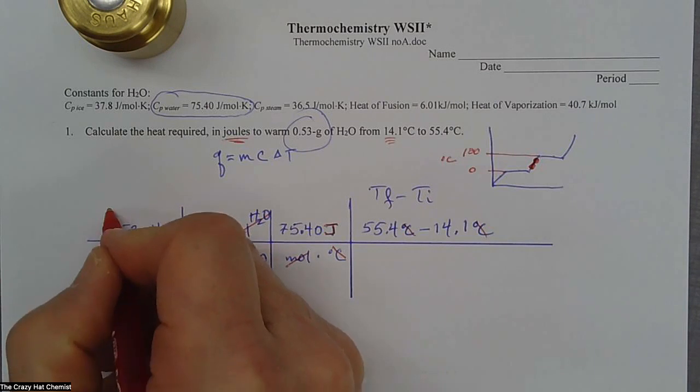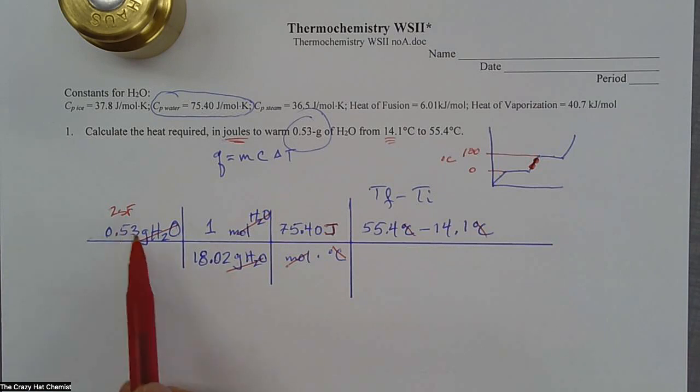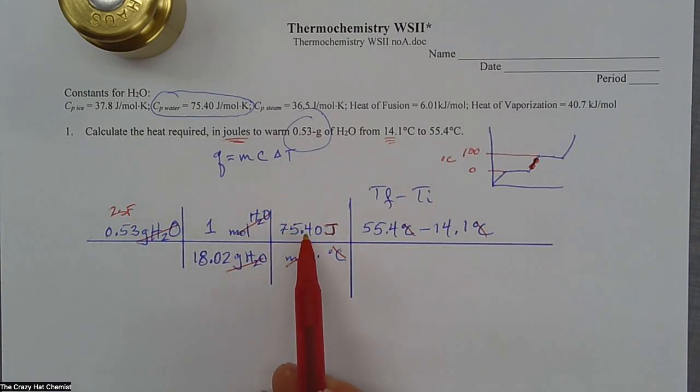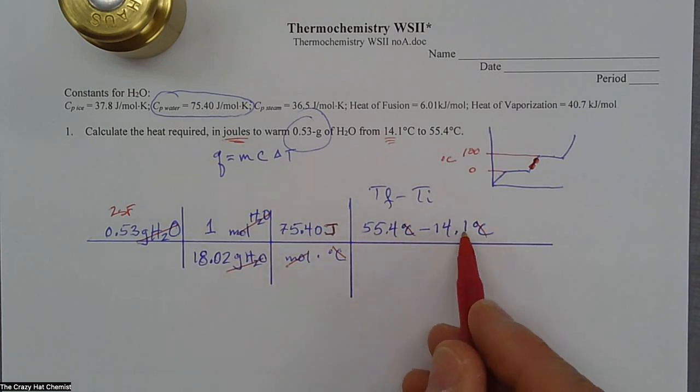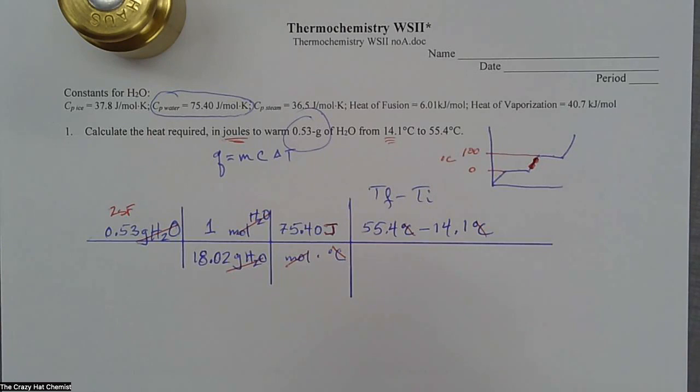I'm going to have two significant figures on this problem because I'm going to look at that 0.53. That's the least number of significant figures that I have in this problem. And I'm going to do 0.53 divided by 18.02 times 75.40, and then multiplied by the change in temperature for this right over here. And so that is going to be 92 joules. And there is my answer, two significant figures. Bam. All right. So that is problem one. Hopefully that made sense.